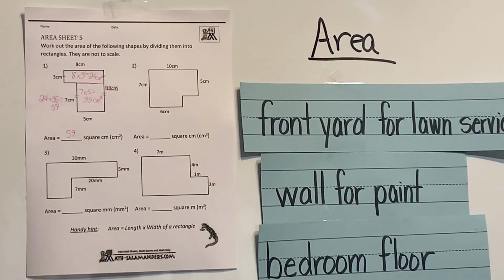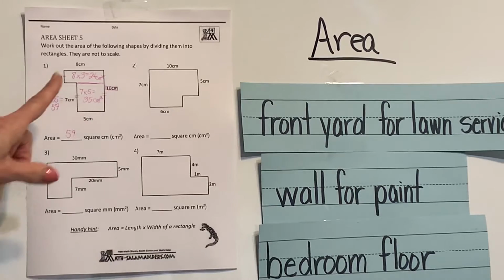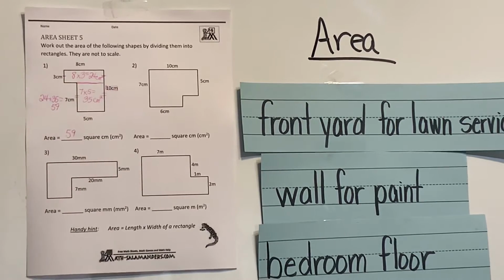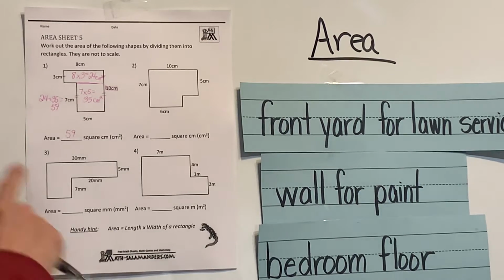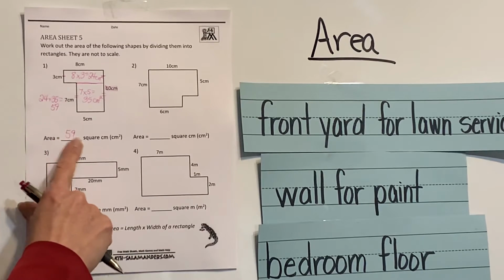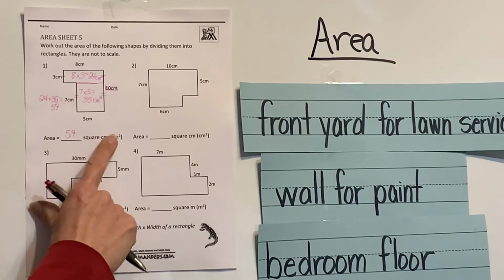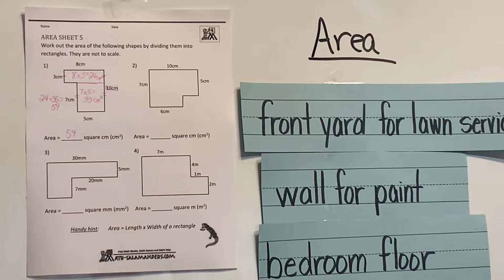So hopefully you're seeing how we're looking for how to break the figure up into 2 distinct rectangles, use that to find the area of each one, and then put those together to find the area of the whole thing. So if I wanted to buy flooring, and this would be like for a dollhouse, right? I would need 59 square centimeters, or 59 centimeters squared. Okay, so let's go on to number 2.